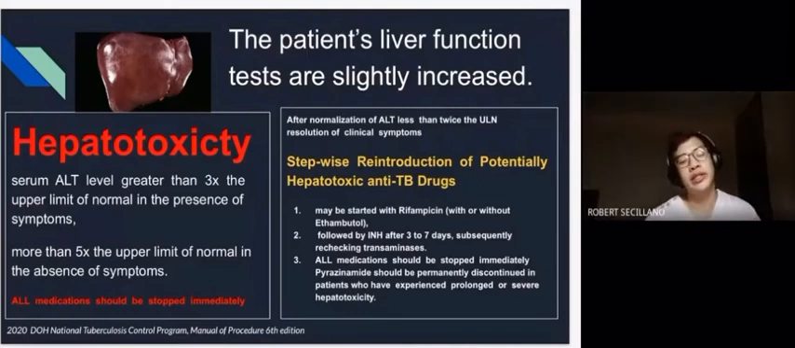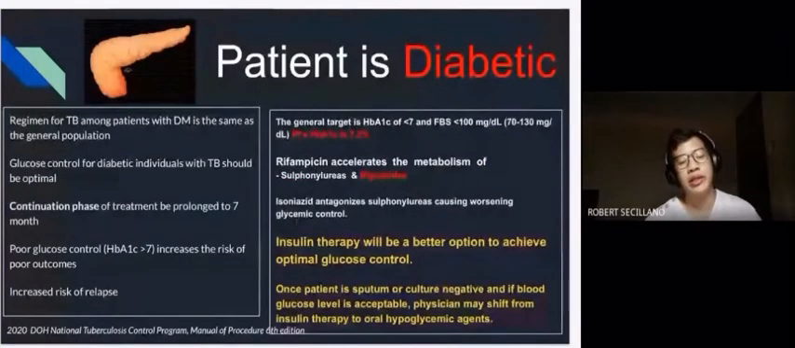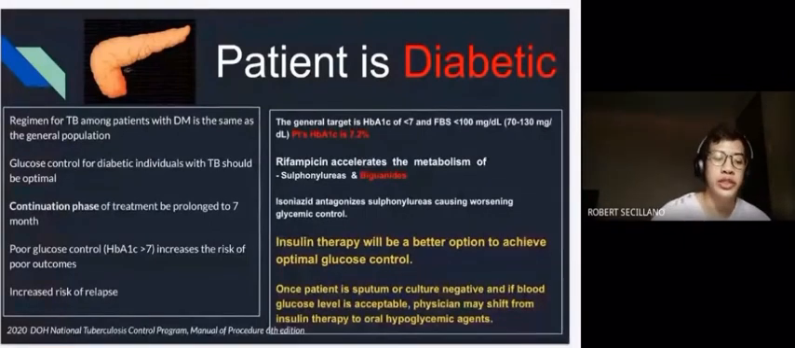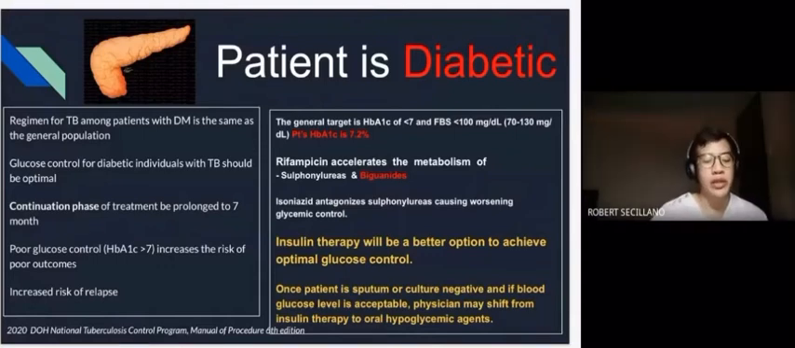So also, the patient is diabetic. The regimen for TB among patients with diabetes is the same as the general population. Therefore, strict compliance is also needed for this patient. Also, glucose control for diabetic individuals with TB should be optimal. So the continuation phase of the treatment should be prolonged to 7 months instead of only 2 months.